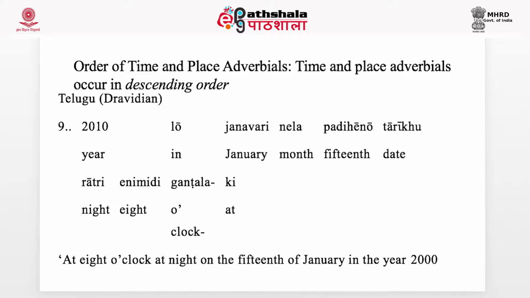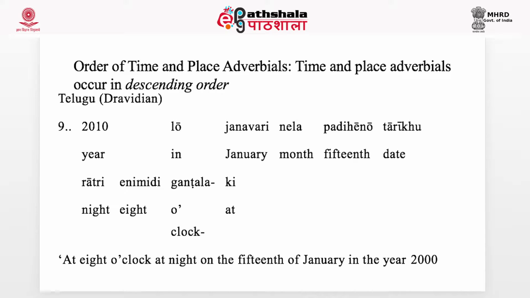So for example, let us take Telugu, a Dravidian language spoken in Andhra Pradesh and Telangana. Sentence number 9 there shows you first the year 2010, then January, a month, then the 15th date, then night, a smaller chunk, then 8 o'clock, another smaller chunk. That means you are going from the year to the month, month to day, and then day to part of the day and the time.